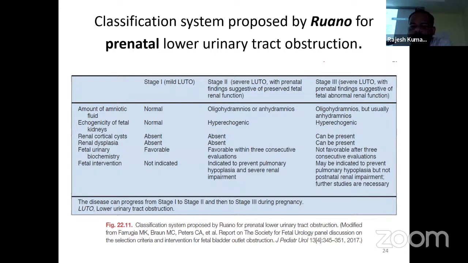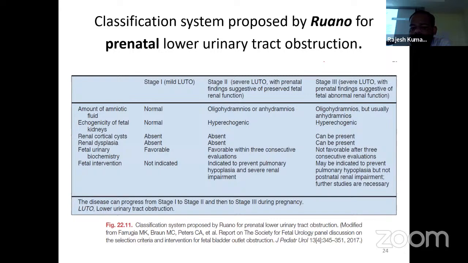The parameters defined in the Ruano classification: amniotic fluid is generally normal in stage one, oligohydramniotic in stage two, and generally anhydramniotic in stage three. The main purpose of the Ruano classification is fetal intervention. Generally, fetal intervention is not indicated in stage one, and in stage two fetal intervention is indicated to prevent pulmonary hypoplasia and severe renal impairment. In stage three, fetal intervention is also needed to prevent pulmonary hypoplasia, but not postnatal renal impairment.